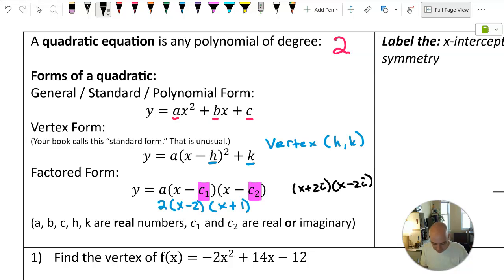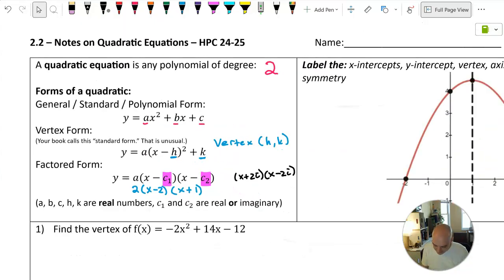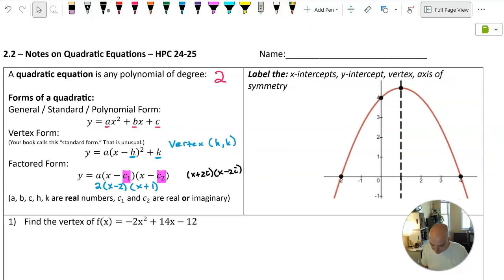So those are the general forms of a quadratic, and broadly, the graph of a quadratic is a parabola. A parabola looks like this. It can open downwards. They can also open upwards. Parabolas always have the domain all real numbers, and then they have a range where one side is infinity and the other side is the y-coordinate of the vertex.